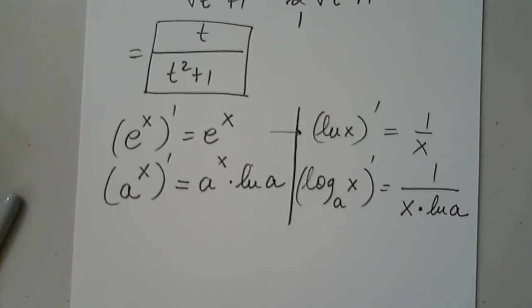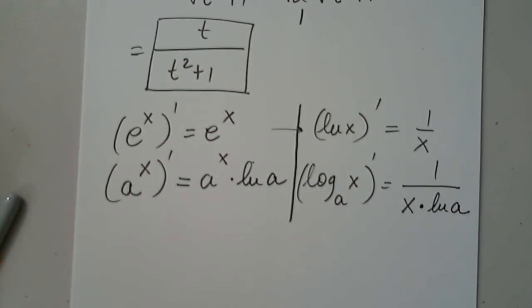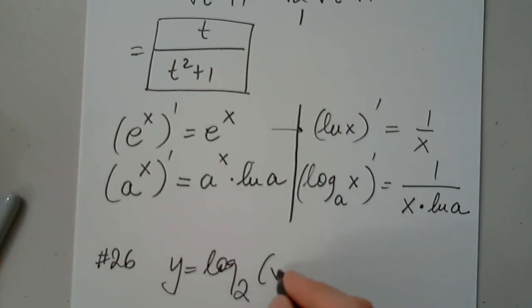Okay, so now we can choose anything you'd like with a base other than e. This is weird enough, I think. So let's look at 26. I'm copying it. Y equals log base 2 of x times log base 5 of x. Fine.